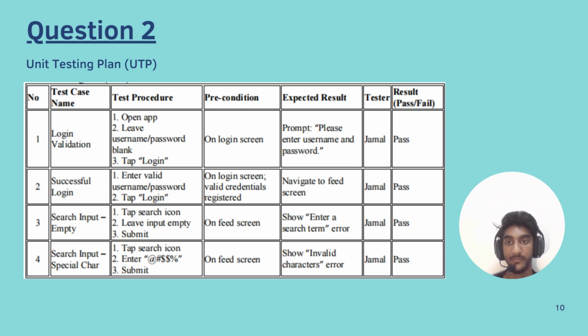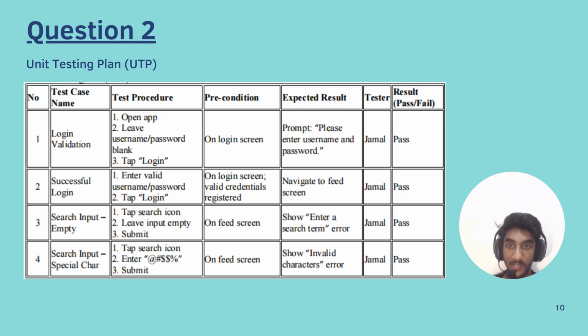Number 2, we have successful login. The test procedure for successful login is enter a valid username and password and tap login. The preconditions are on login screen. The valid credentials are registered. And the expected result for the test procedure is it will navigate to the feed screen. The tester was me also, and the result was pass.